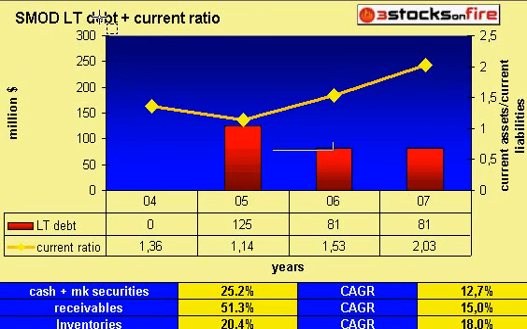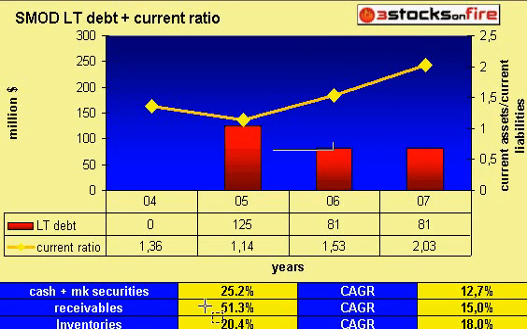Here we have long-term debt and current ratio. Long-term debt now is $81 million. It was the same in 2006, but declining from $125 million in 2005. And this is the current ratio, which was low, below 2, but now just a bit above 2. So the balance sheet is improving, but still not very strong, not very weak either.